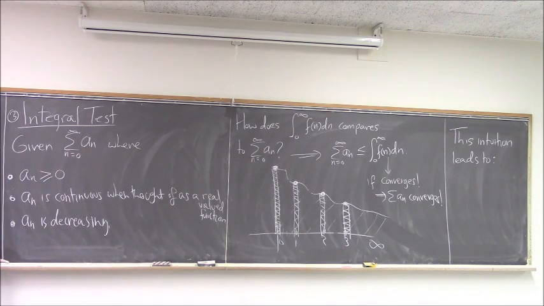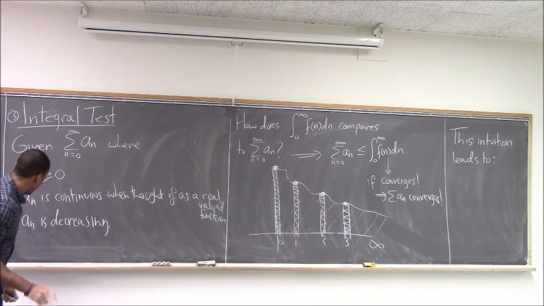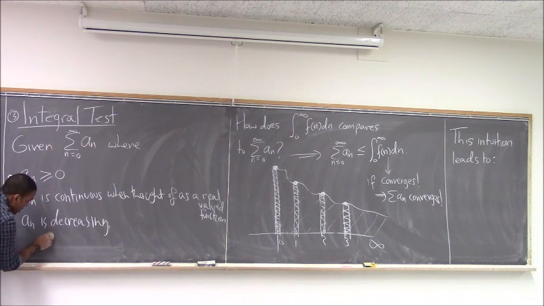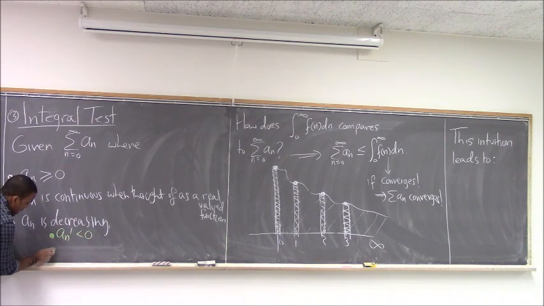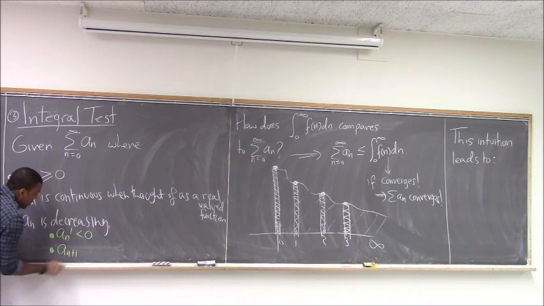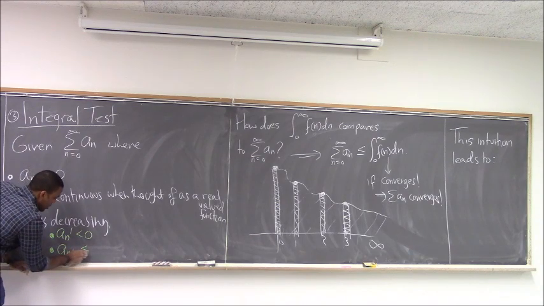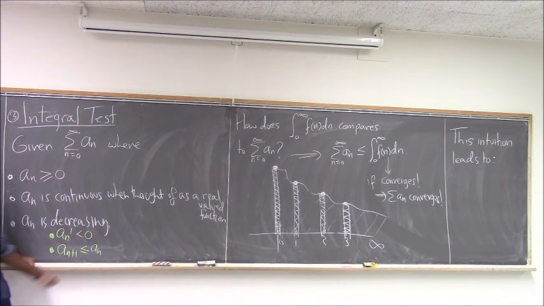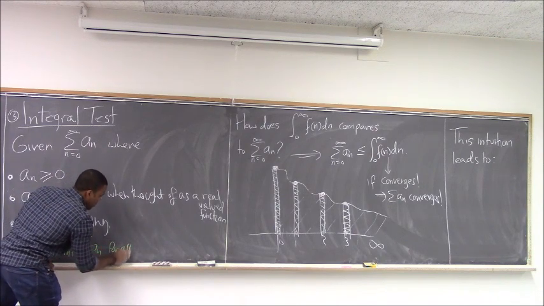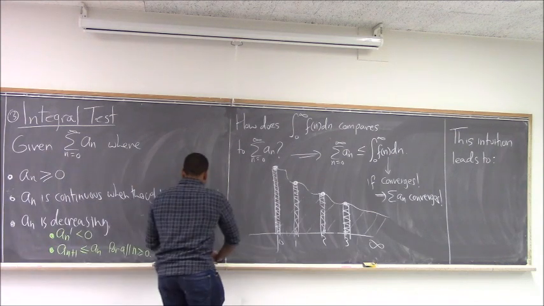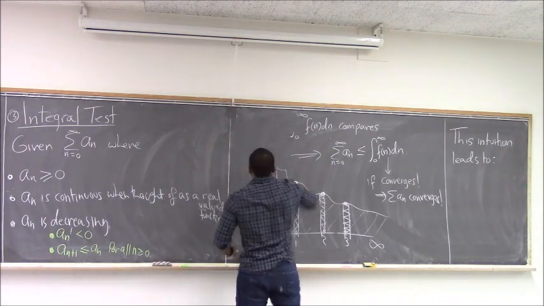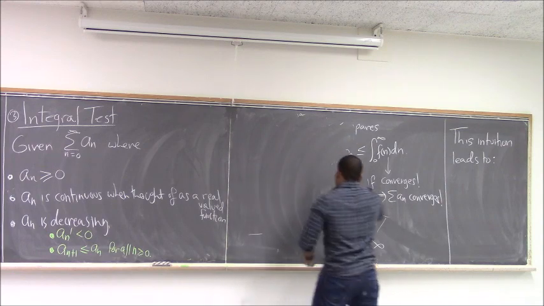And three, a_n is decreasing. Now, there are a couple of ways you can think of decreasing. I don't remember if I mentioned it last time, so I'll mention it now. You could either think of it as the derivative is less than 0, or you can think of it as a_(n+1) is always going to be less than or equal to a_n for all n. So you have a series where these three things are true, and you happen to know that I could actually find an integral of that thing I'm looking at.